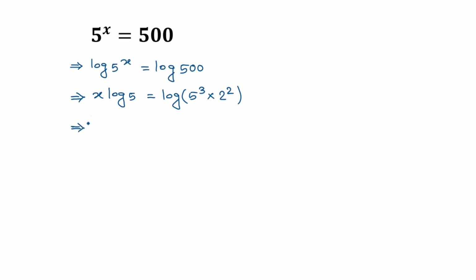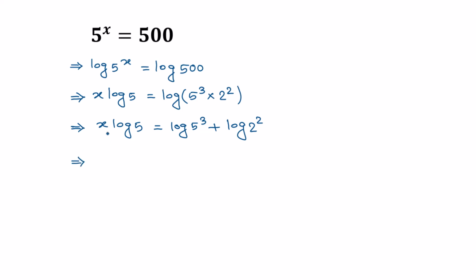On the left side, x times log of 5 is equal to, now applying the formula, log a times b is equal to log a plus log b. Applying this formula, we can write log of 5 to the power 3 plus log of 2 square.